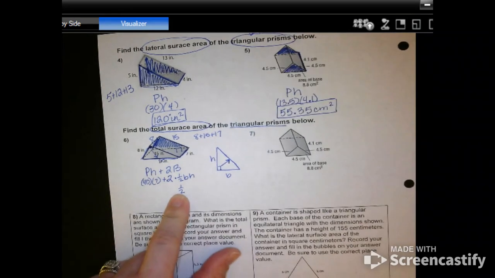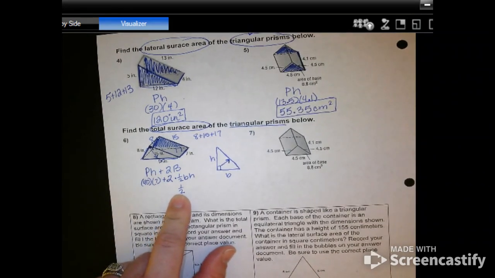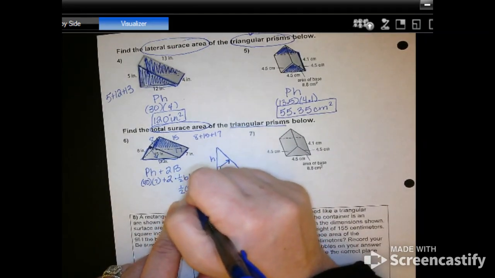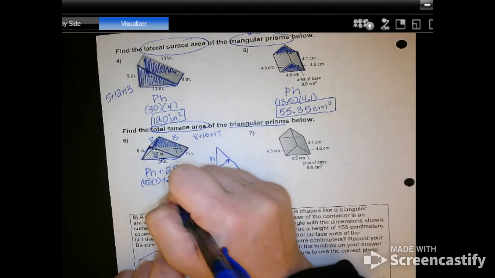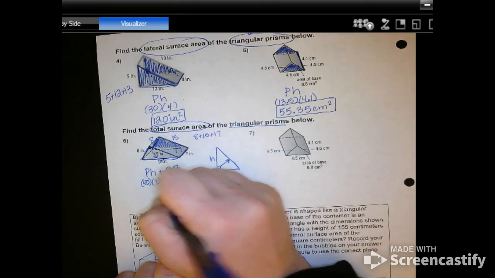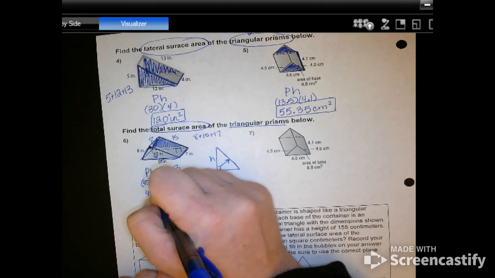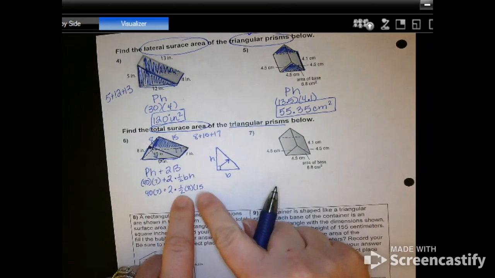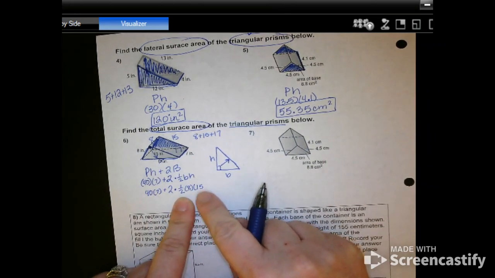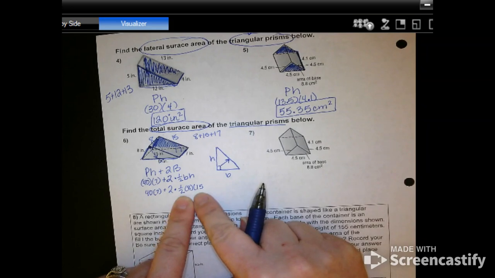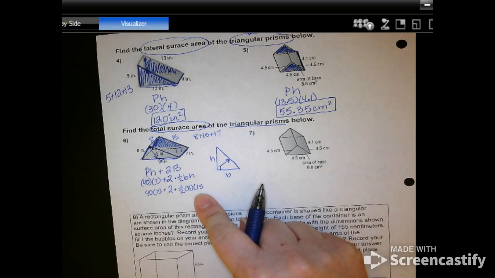Does it matter which one I say is 8 and which one I say is 15, base or height? No. That right there is probably the hardest part. It's just making sure you use the right numbers.